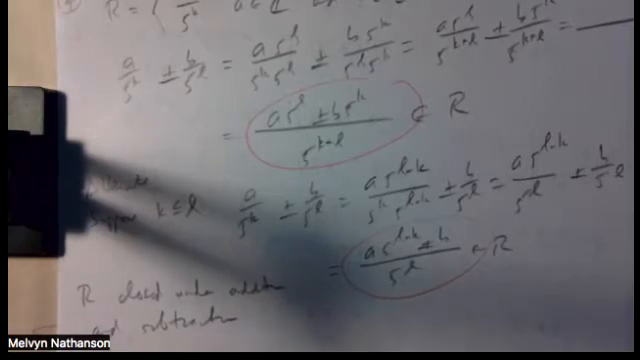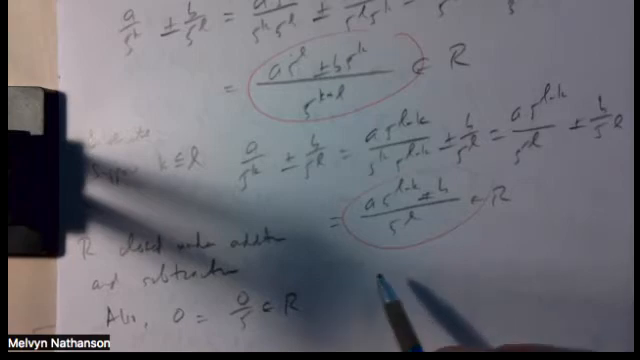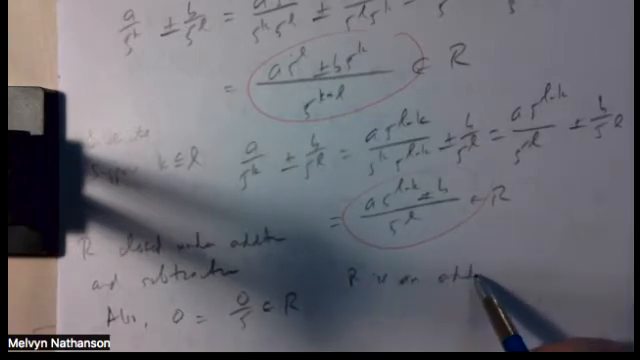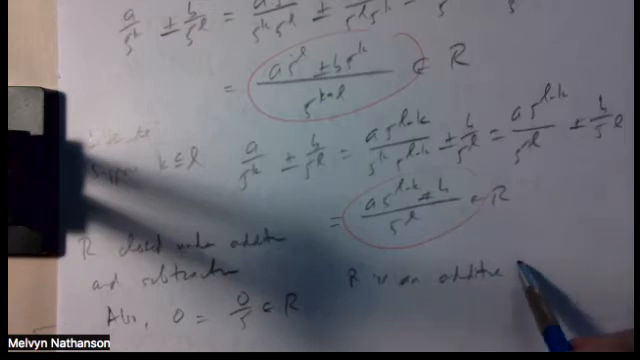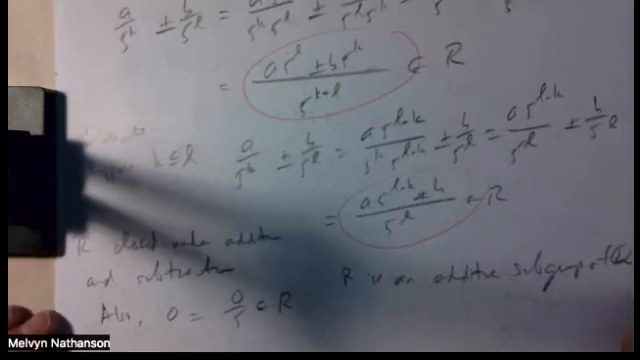Also, I can write 0 as, let's say, 0 over 5. So this is a fraction where the denominator is 5. So this is also in R. Therefore, R is an additive subgroup of the rational numbers. That's part of what you need to prove to show that it's a ring.